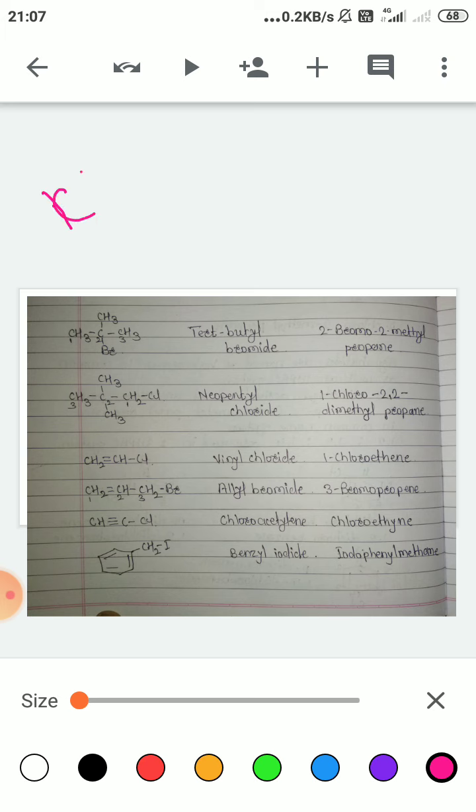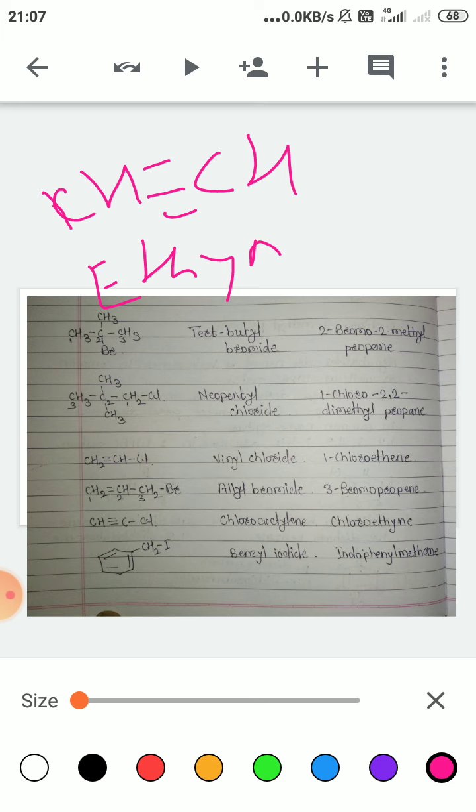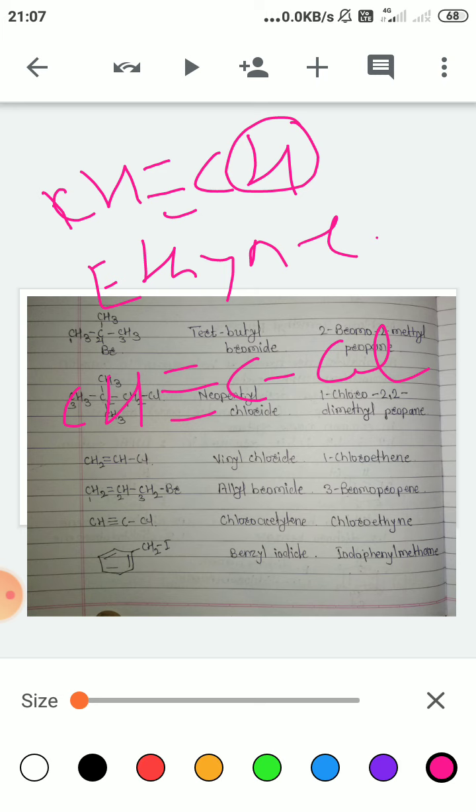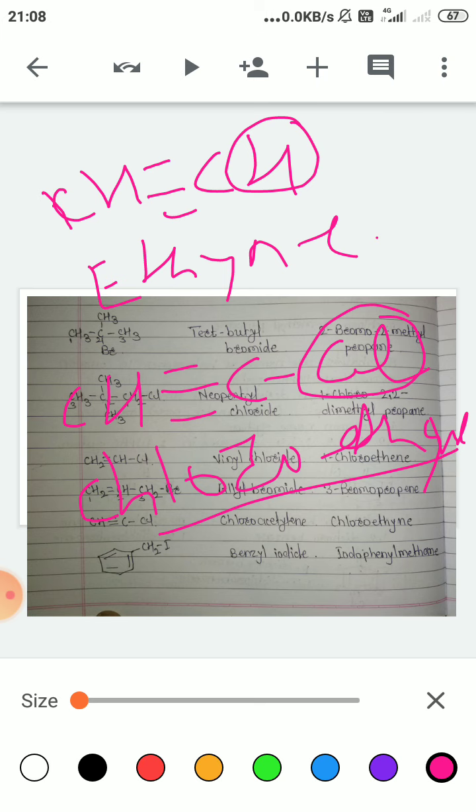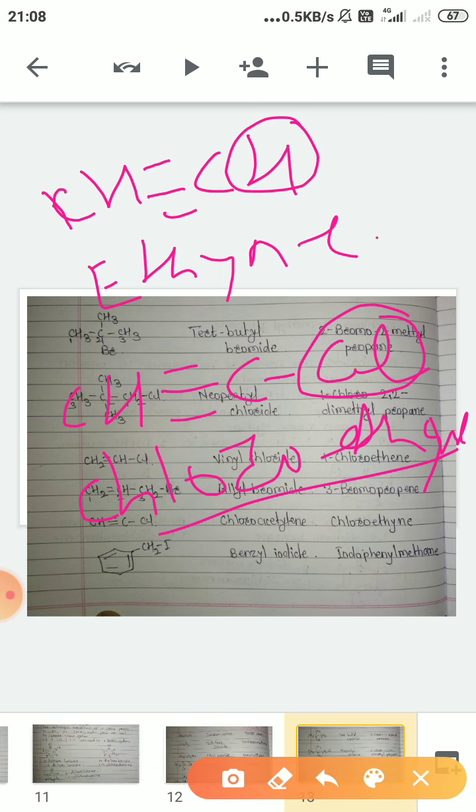The IUPAC name of CH triple bond CH is ethyne. As one hydrogen atom of ethyne is replaced by a halogen, that is CH triple bond CCl, the name of the compound is a haloalkyne, and as it contains chlorine, it is chloroethyne.